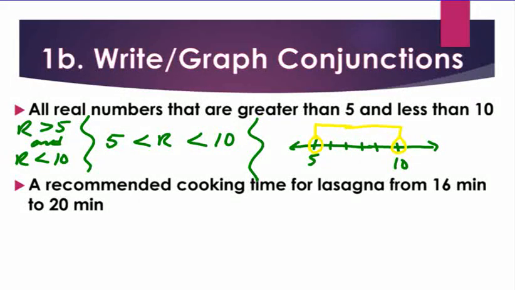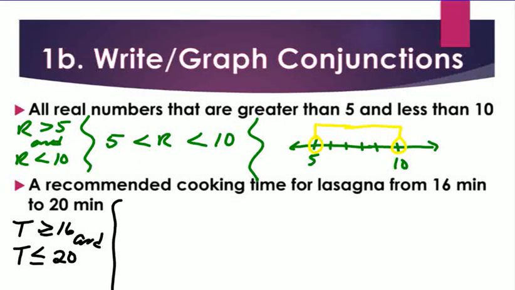Next one, a recommended cooking time for lasagna is from 16 minutes to 20 minutes. When they're saying from one point to another, that means it can be that number to the top number. So that means we'll do cooking time. I'll use T, it has to be greater than or equal to 16, but it has to be less than or equal to 20 minutes. And use the word and if I write it that way.